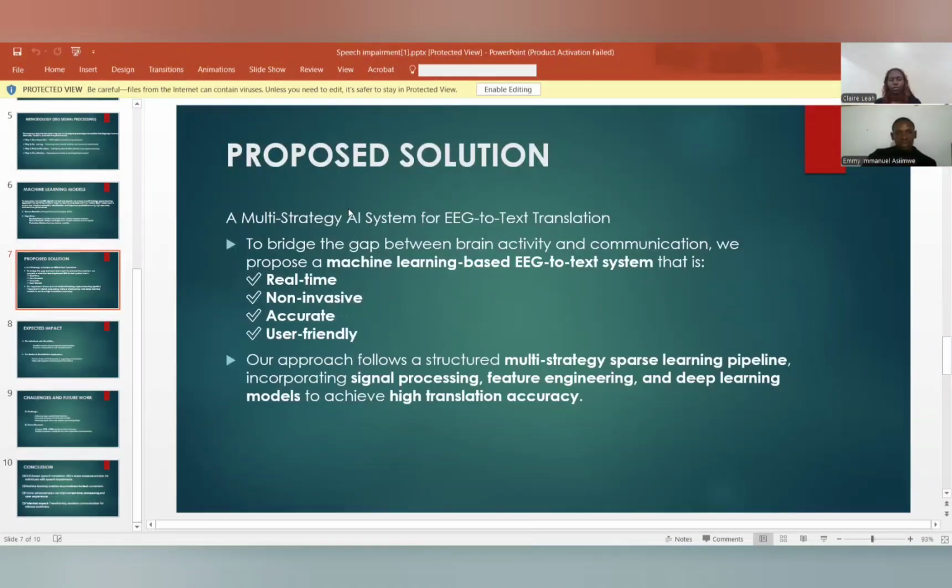So the proposed solution: we had to bridge the gap between brain activity and communication so that we aid effective communication. We wanted a real-time system that is non-invasive, accurate, and user-friendly. It could maybe be attached to a phone, but right now it cannot, it just aids speech. Our project follows a structured multi-strategy sparse learning pipeline incorporating signal processing, feature engineering, and deep learning models to achieve high translation accuracy.